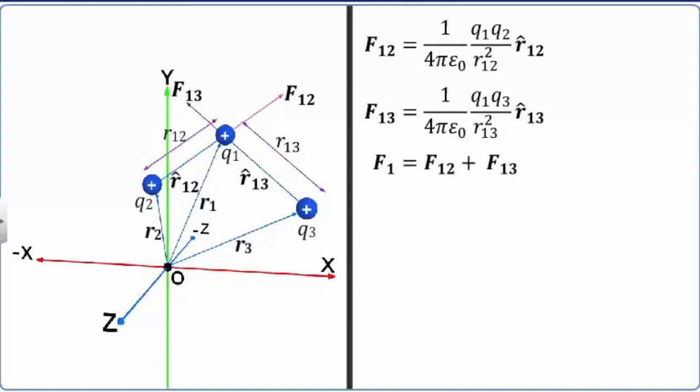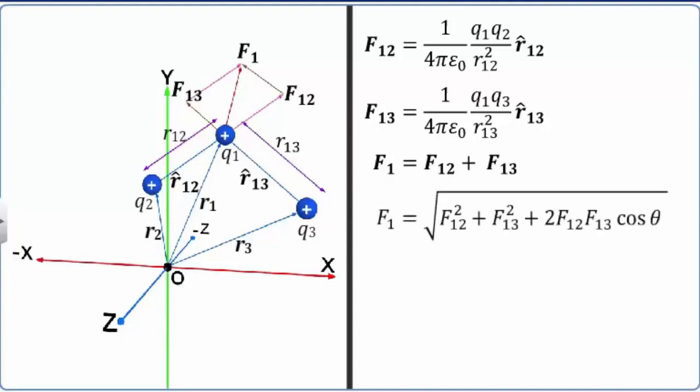This we can do by using the parallelogram law of vectors as shown. Then the direction of F1 will be along the direction of the diagonal of that parallelogram. The magnitude of F1 will be equal to root over F12 square plus F13 square plus 2 F12 F13 cos theta, where theta is the angle between F12 and F13. By knowing the values of the parameters involved, the net force F1 on Q1 can be calculated.